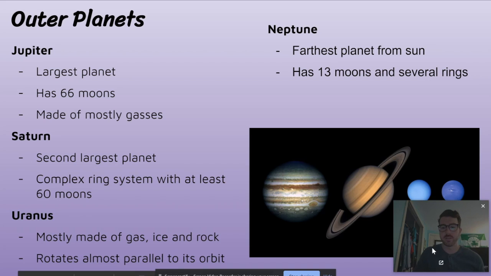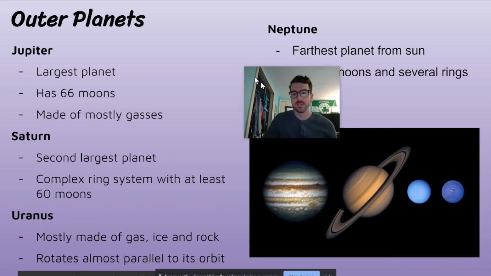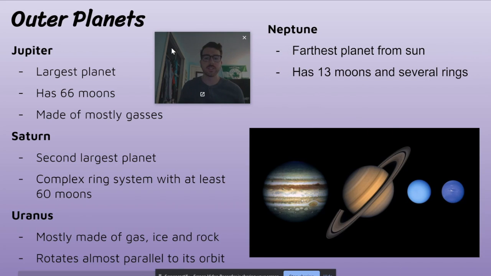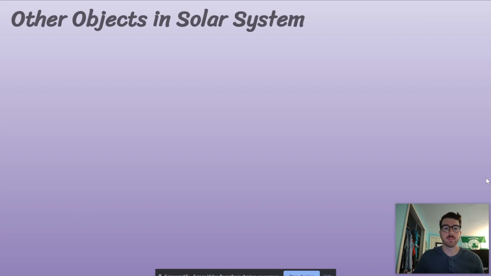And here are the gas giants. You can see Jupiter is the largest. If you've noticed that little red spot down there, that is a massive hurricane that's been raging for hundreds of years. Then you have Saturn with its complex ring system. And you have Uranus and Neptune, which look very similar. All right, and finally, let's talk about some other objects that can be found in our solar system.